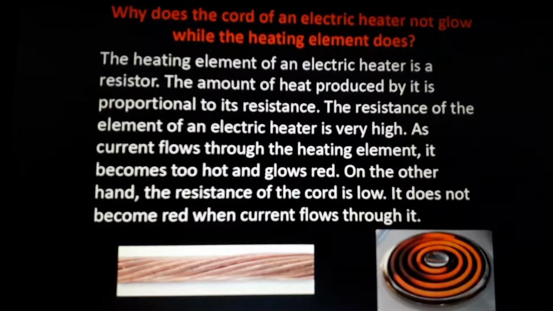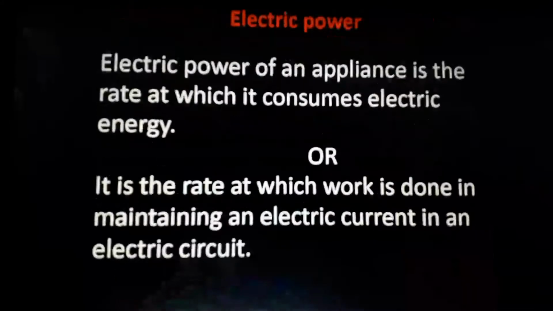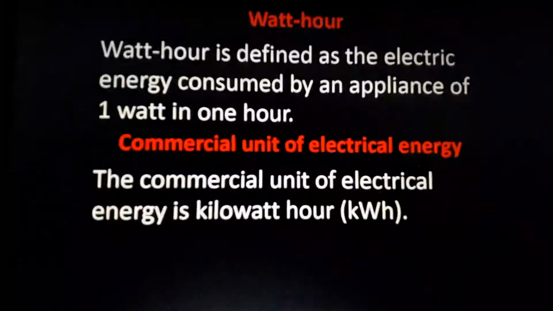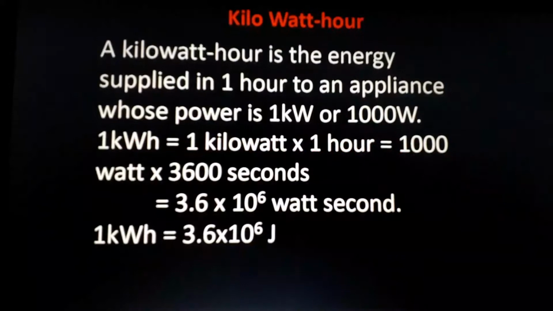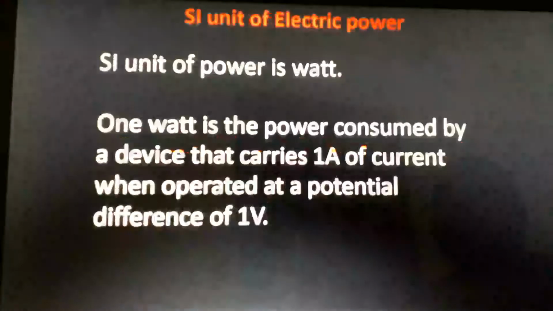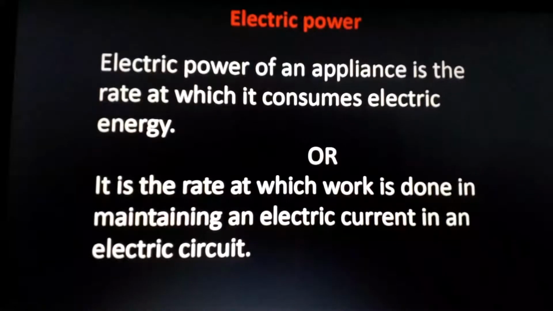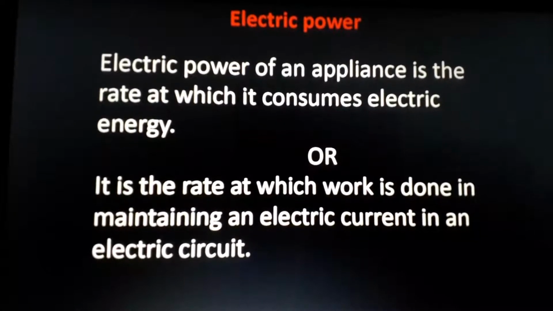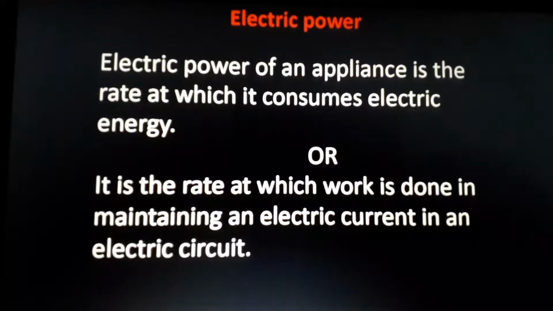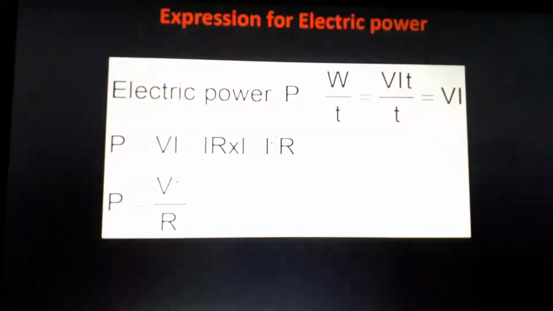Okay, so this is some basics regarding the heating effect of electric current. The last portion is electrical power. We will finish electric power. There is nothing difficult regarding that. It's very easy. Just see this. So, what is electrical power? It is simple. Electrical power of an appliance is the rate at which it consumes electrical energy. Okay, what do you mean by electrical energy?